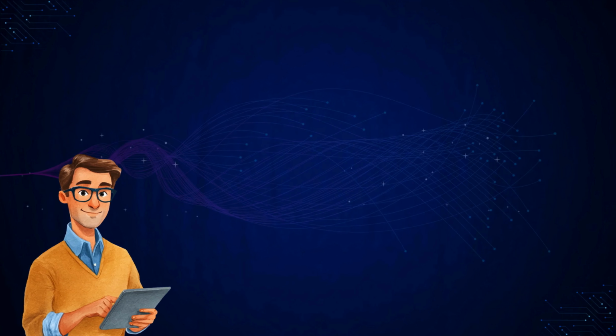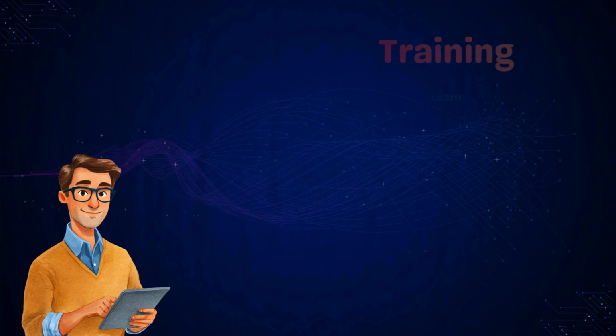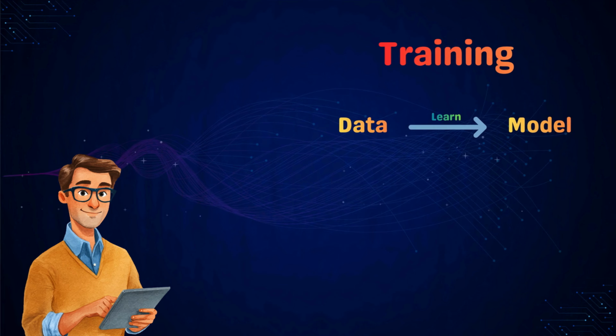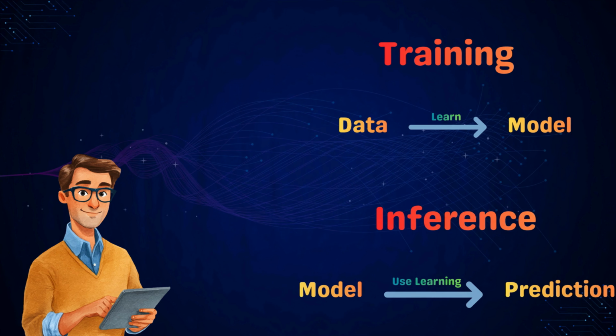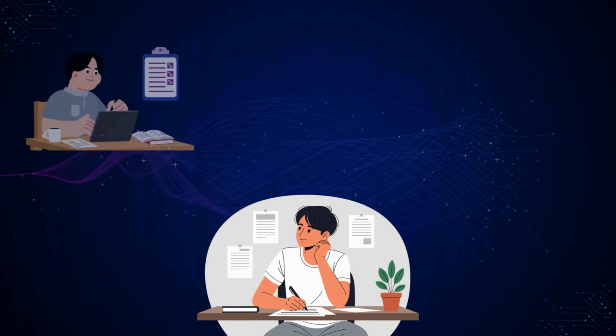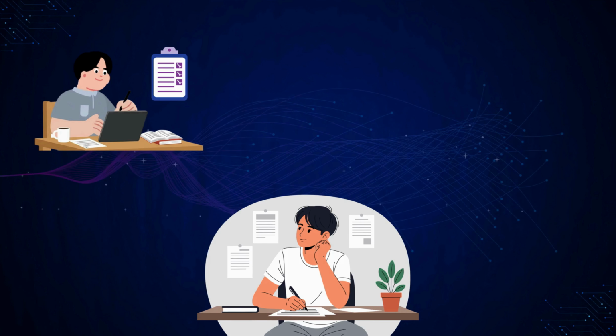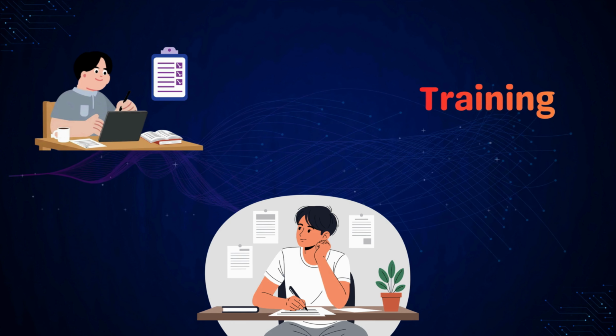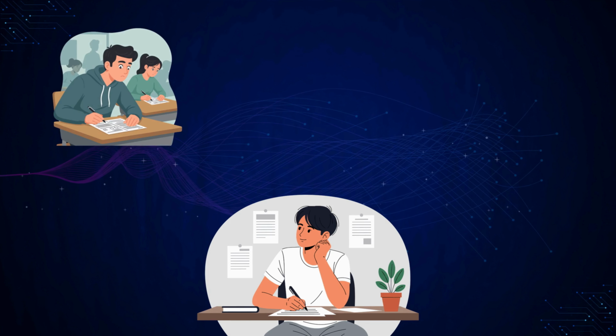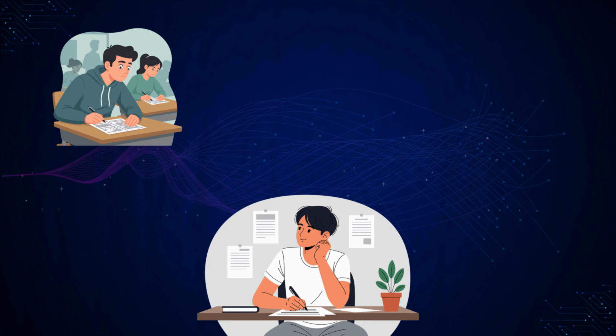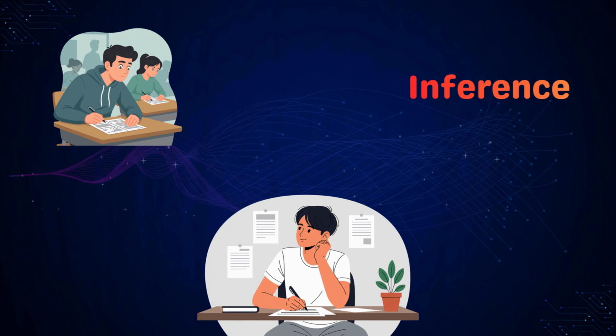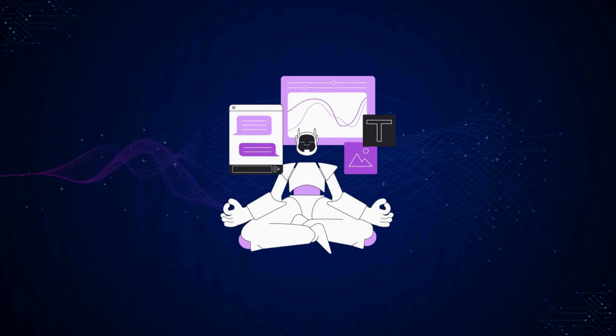Here's the simplest way to understand this concept. Training is when the model learns from data. Inference is when the model uses that learning to make predictions. Think of it like studying for an exam. When you study and practice problems, you are learning. That's training. When you take the exam and answer questions using what you learned, that's inference. AI models work in the same way.